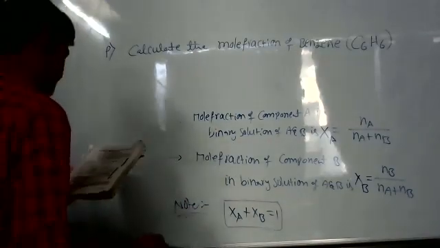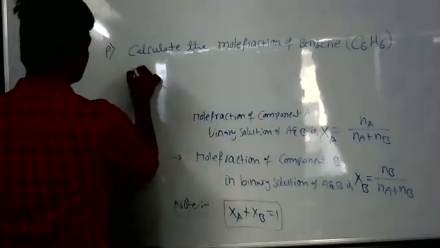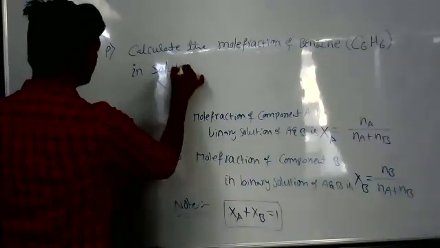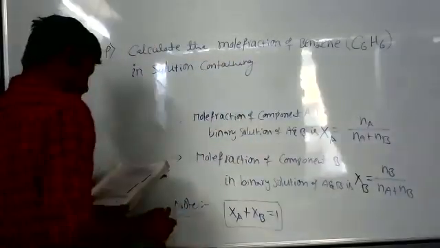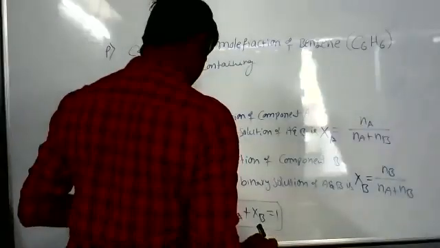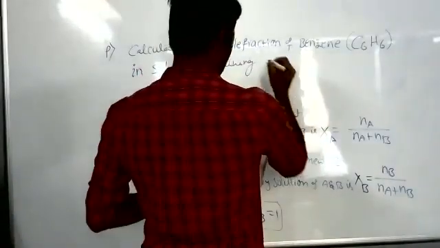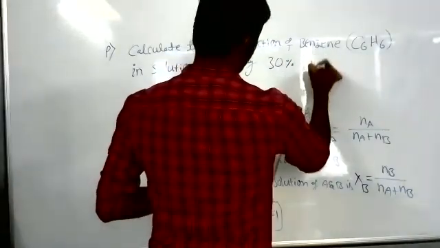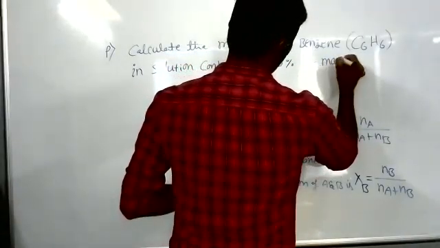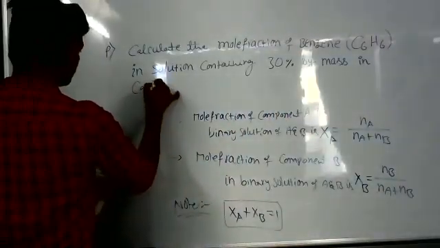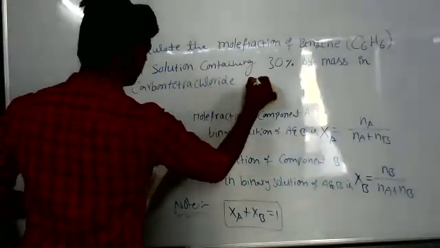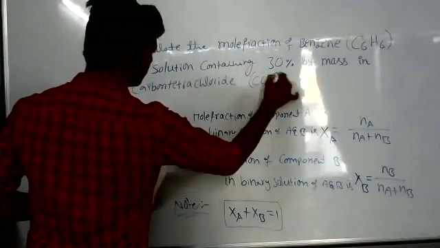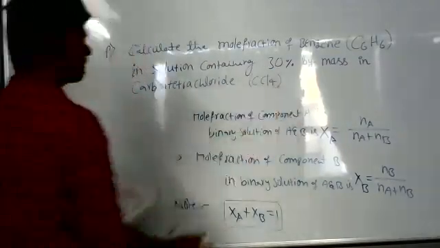Calculate the mole fraction of benzene in a solution containing 30% by mass in carbon tetrachloride. The formula is CCl4, the carbon tetrachloride formula.